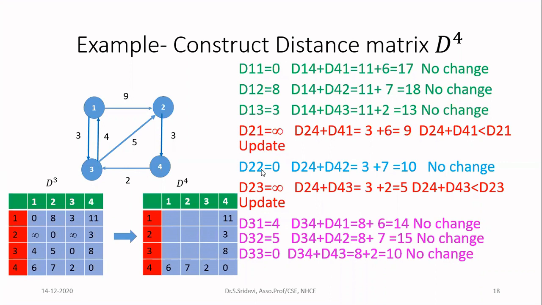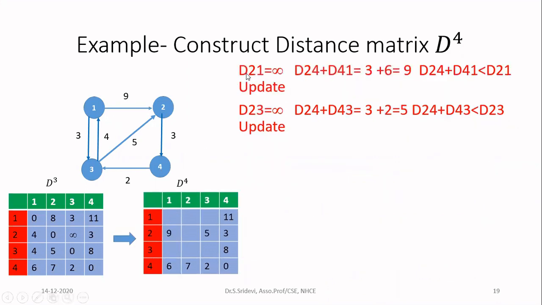Similarly, you calculate for all the remaining. At the end of the calculation, I found that there are only 2 updations required. One is in D21, another is in D23. So I have to update these 2 now. For the remaining 7 cells, I'll be taking the value from the previous matrix D3. So now let us go and update it. In D21, I need to change the value to 9. So in the second row, first column, you write the distance as 9. Similarly, in D23, the new value is 5. So in the second row, third column, you change it to 5.